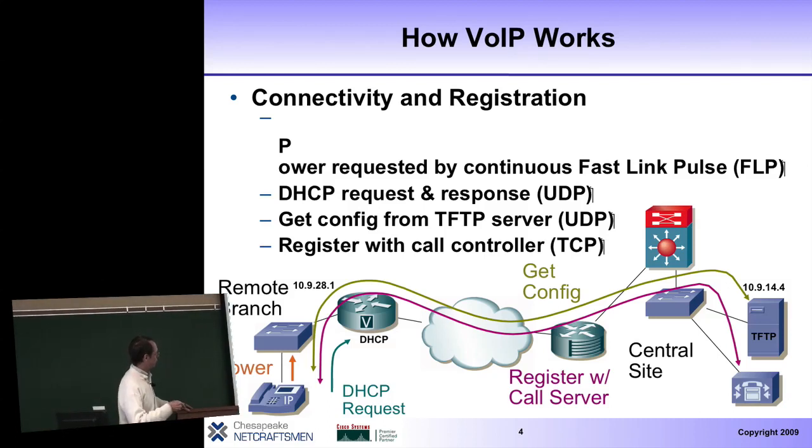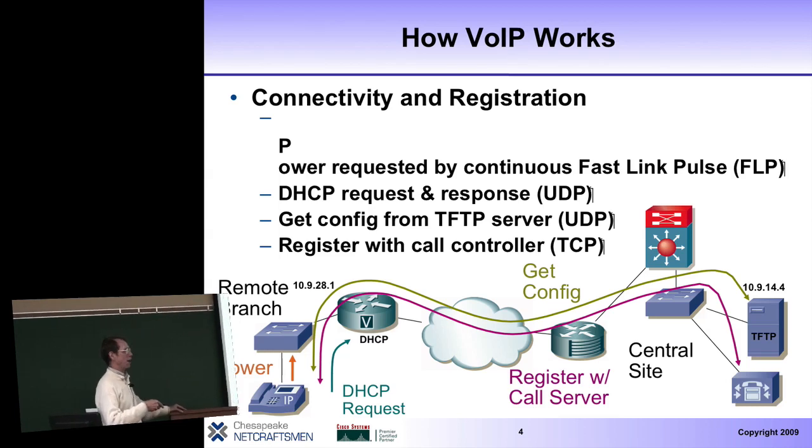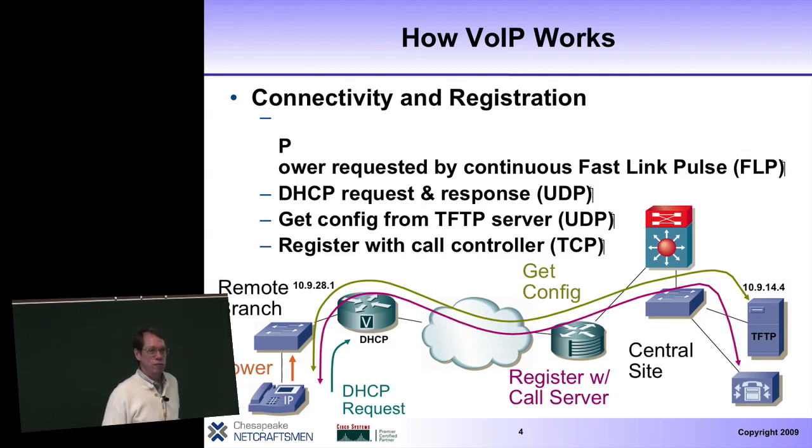All right, so it has its config file. The config file gives it the address of a call server, which it is supposed to connect to. And so now the red line here, the burgundy line, goes out and it's making a connection to the central site, to the call server. By the way, if you have any questions, raise your hand. So now we have a connection to the call server.